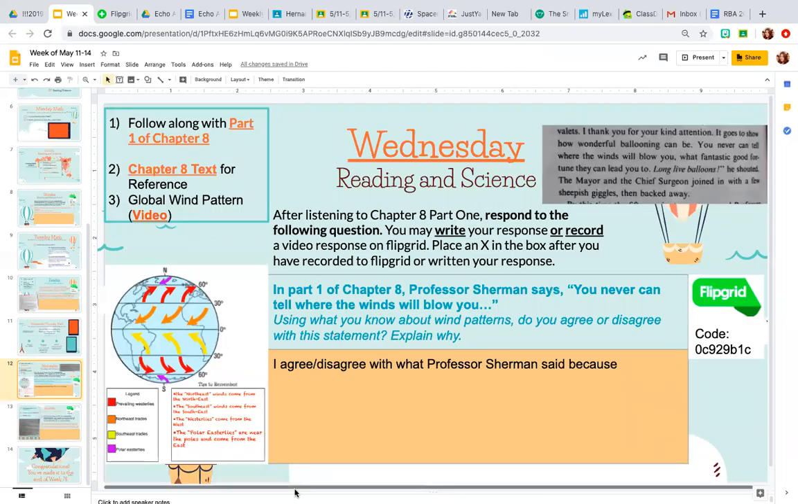Okay, so when we have our weather systems and they move, do they move from east to west? So they move from North Carolina to California, or do the weather systems usually move from west to east, from California to North Carolina? California to North Carolina. Yes, our weather systems move from west to east.